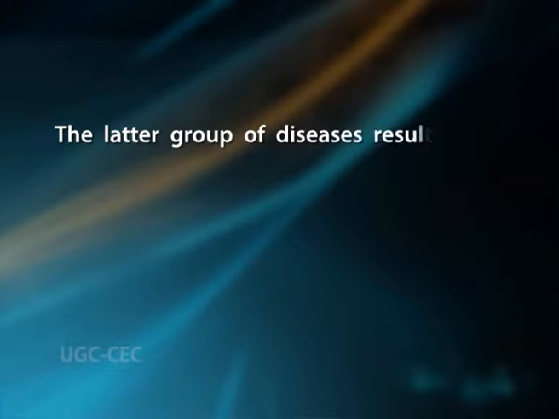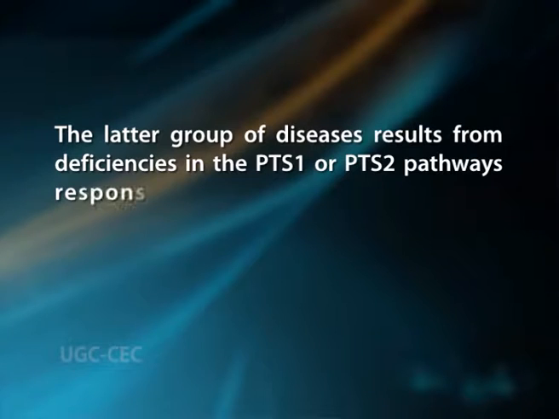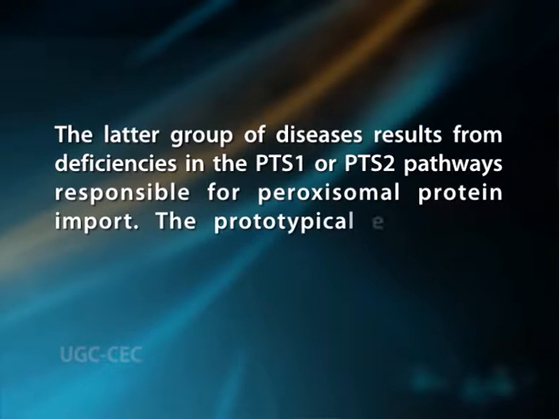In some such diseases, only a single peroxisomal enzyme is deficient. However, in other diseases resulting from defects in peroxisome function, multiple peroxisomal enzymes fail to be imported to peroxisomes, instead being localized in the cytosol. The latter group of diseases results from deficiencies in the PTS1 or PTS2 pathways responsible for peroxisomal protein import.